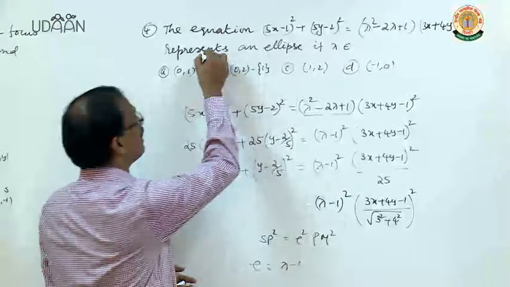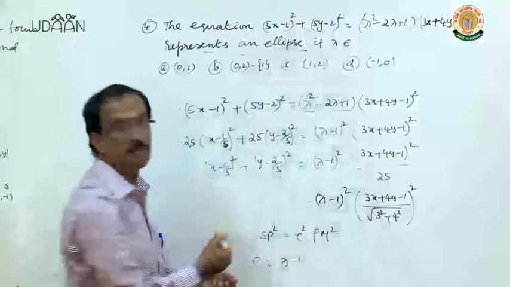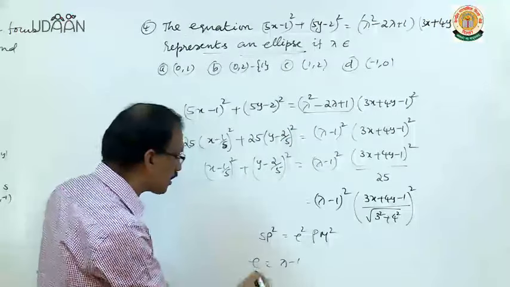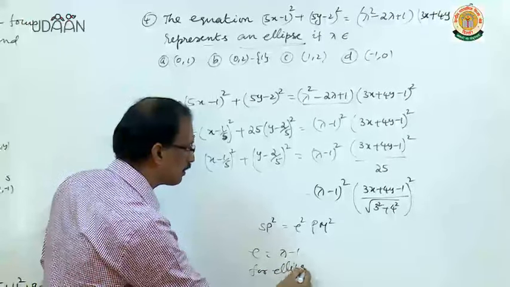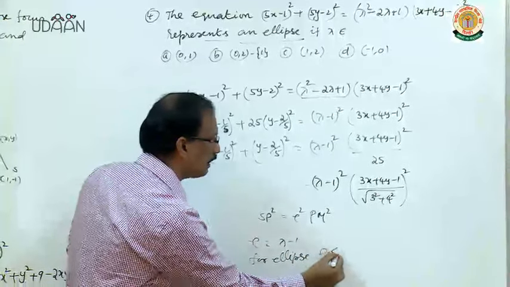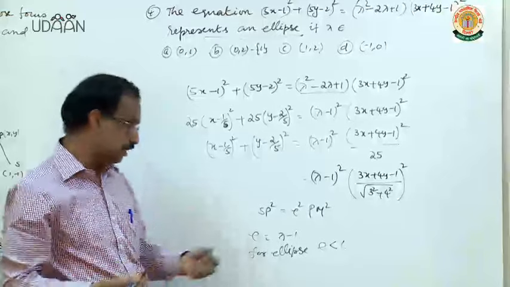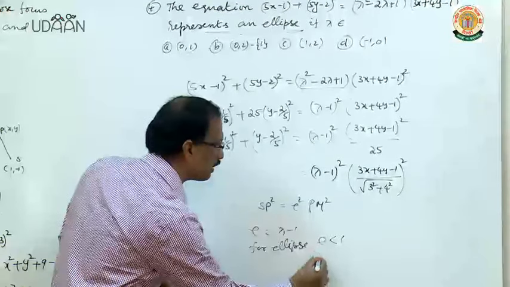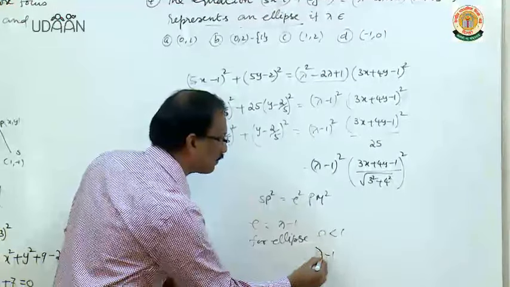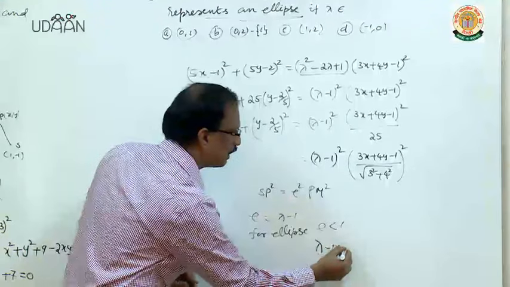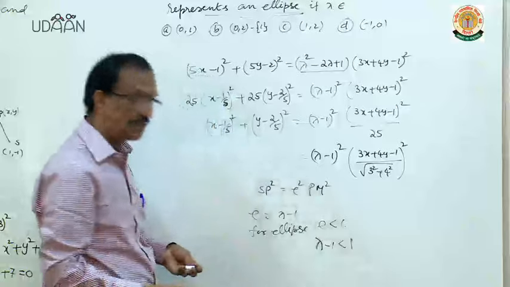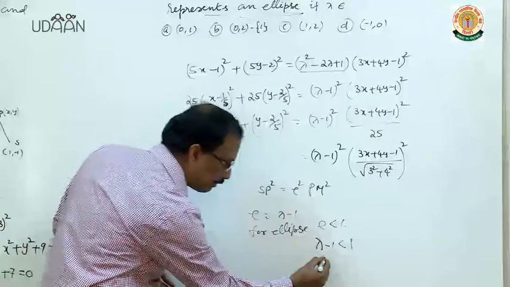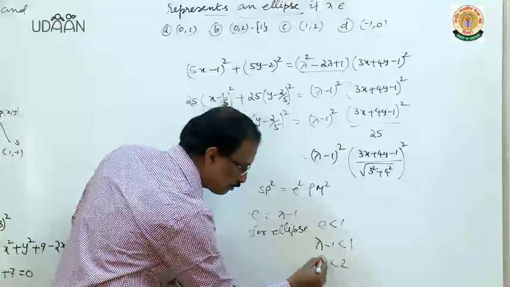It is representing an ellipse. So for an ellipse, what is the condition? e should be less than 1. So e should be less than 1, which means lambda minus 1 should be less than 1. So lambda minus 1 less than 1 gives lambda less than 2.